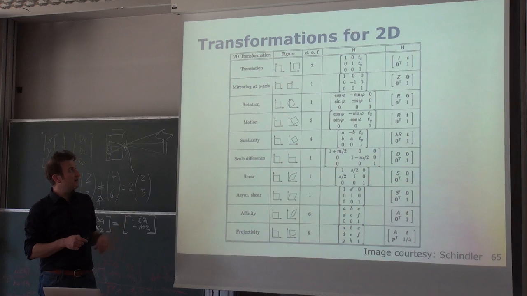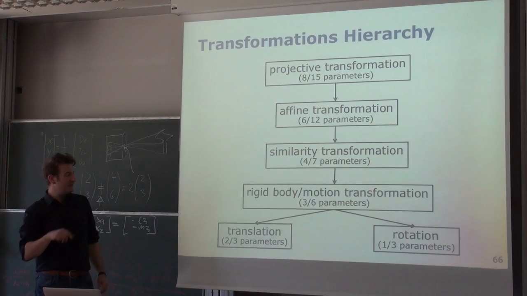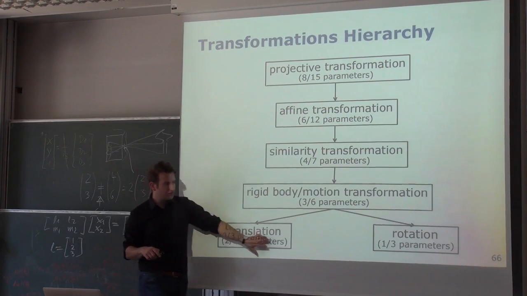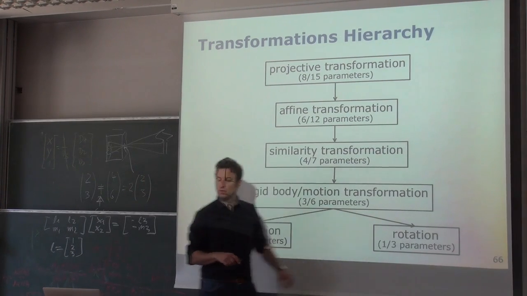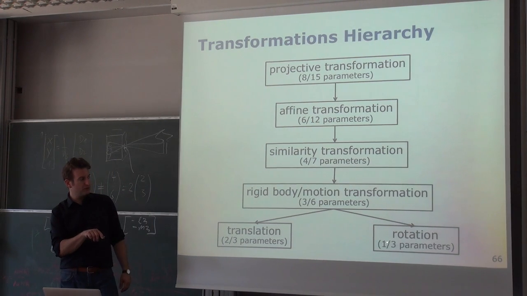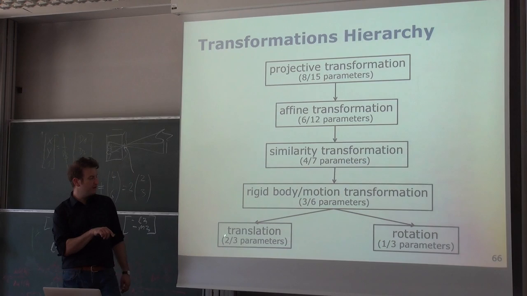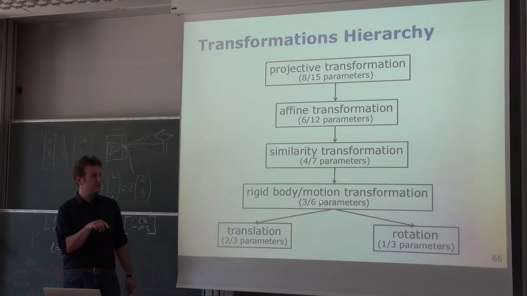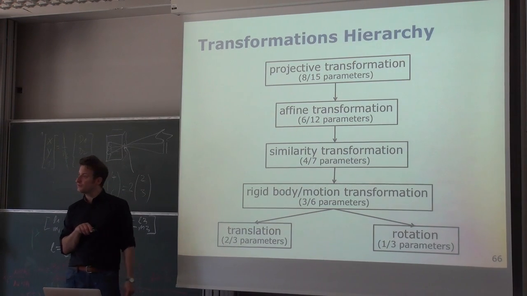We can do the same thing for 3D, and what we basically have is this type of hierarchy. We have translation and rotation, which has one parameter for rotation in the 2D world and 3 parameters in the 3D world, and translation by XY or XYZ. If I combine both, I get the rigid body transformation with 6 degrees of freedom in the 3D world and 3 degrees of freedom in the 2D world.